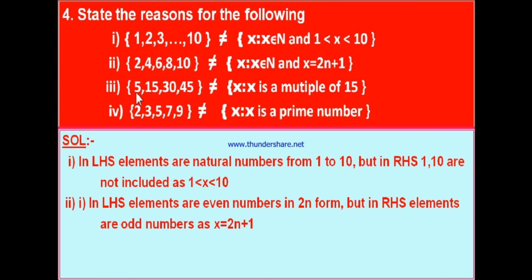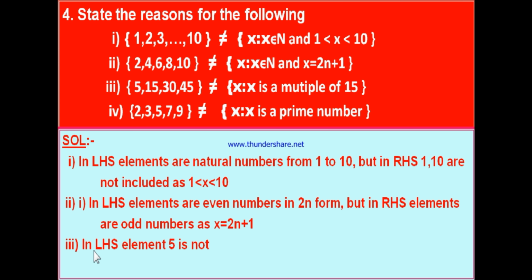Now look at the third bit. Set 5, 15, 30, 45 is not equal to the set of x such that x is a multiple of 15. Here, if you observe, what are the multiples of 15? 15's multiples are 15 into 1 is 15, 15 into 2 is 30, 15 into 3 is 45, 15 into 4 is 60 and so on. But whereas 15, 30 and 45 are multiples of 15, 5 is not a multiple of 15, 5 is a divisor of 15. Therefore, they are not equal.